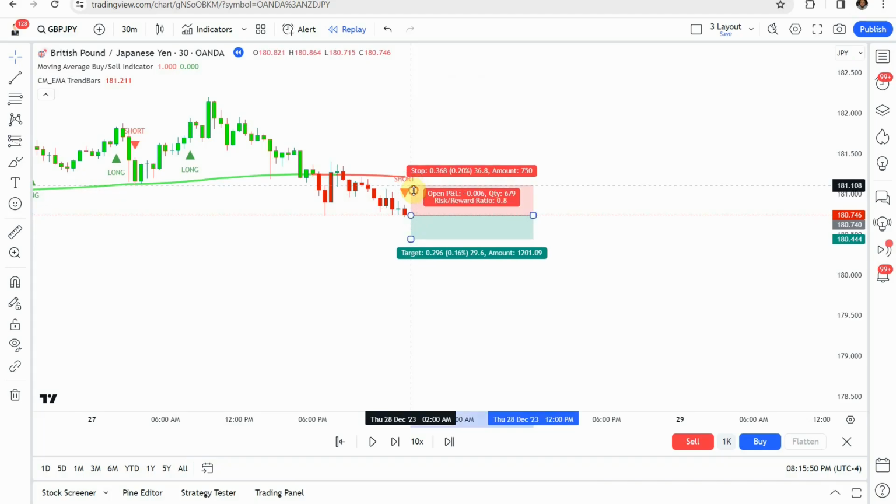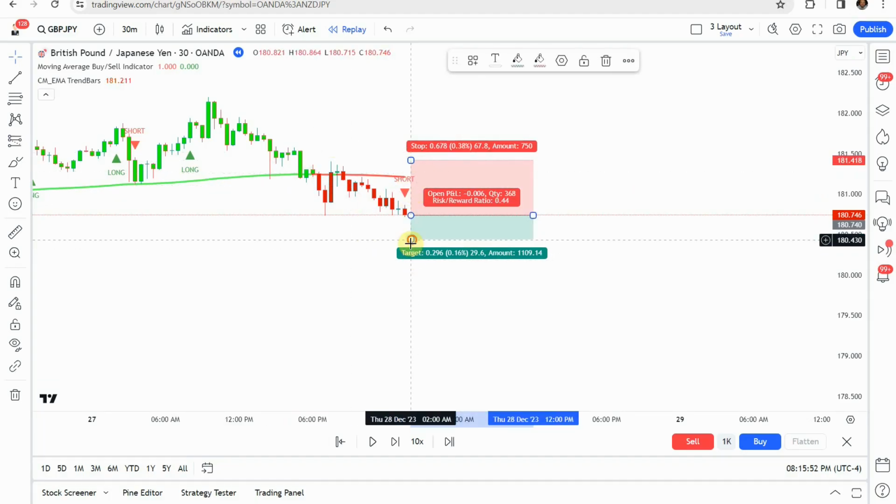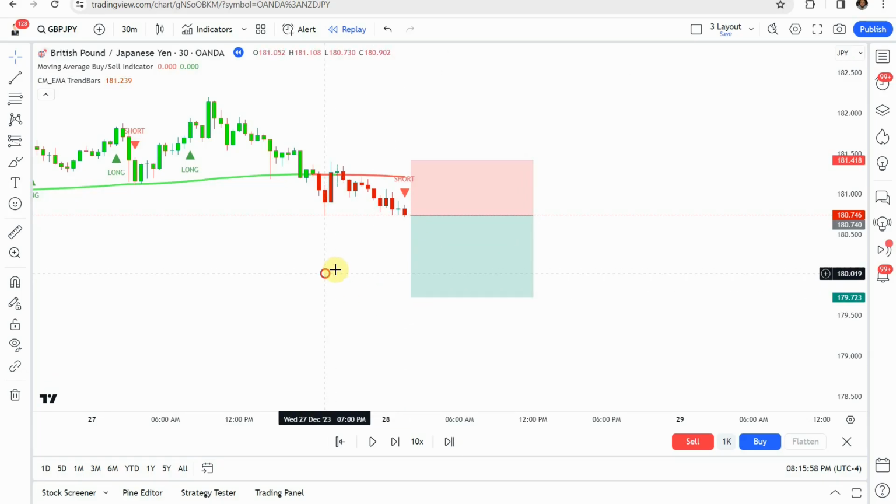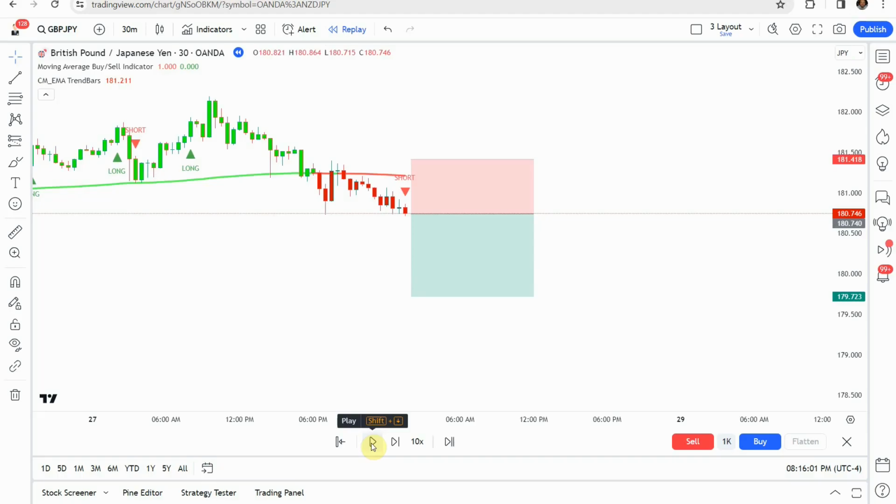We're going to put our position there, put our stop just right above that swing there, and we're going to target a 1 to 1.5 risk reward, just like before. Let's go ahead and play this one forward and see what we get.